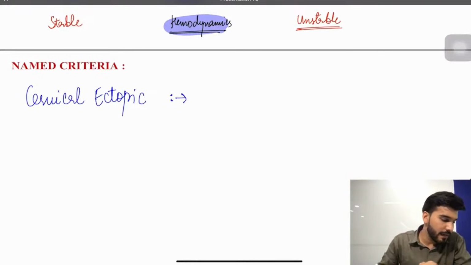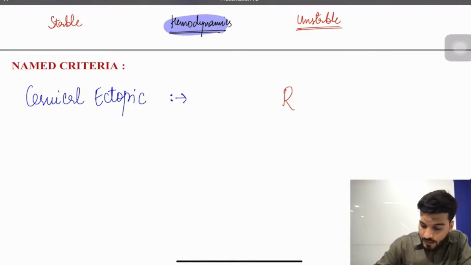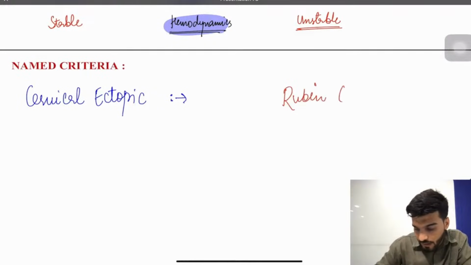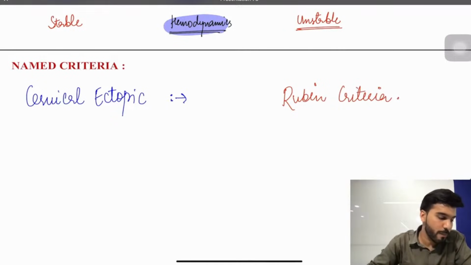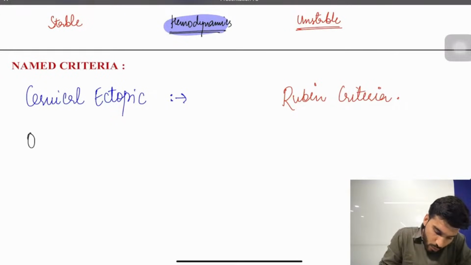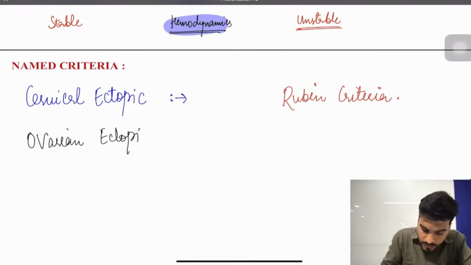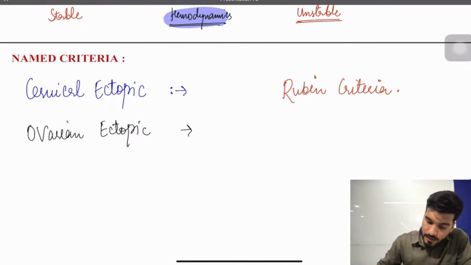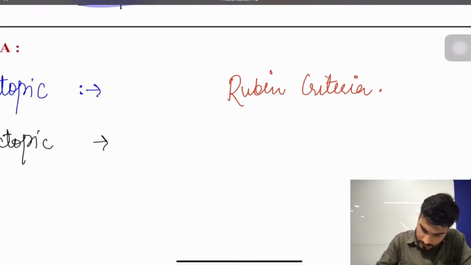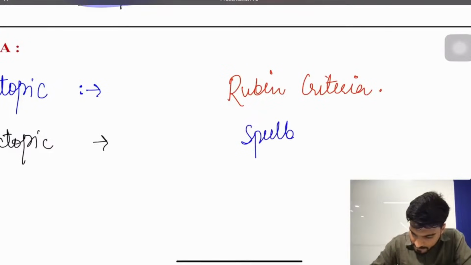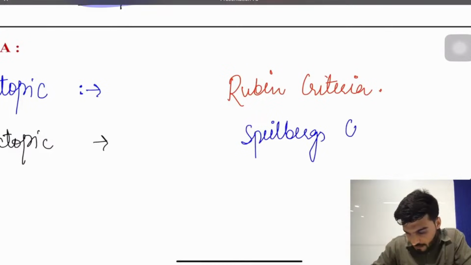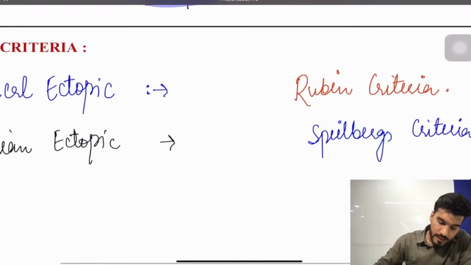The name of the criteria starts with R, it's Rubin's criteria. So if the patient is having an ovarian ectopic, this is a NEET PG recall question from 2022, it goes with the Spiegelberg's criteria. This was the question asked.